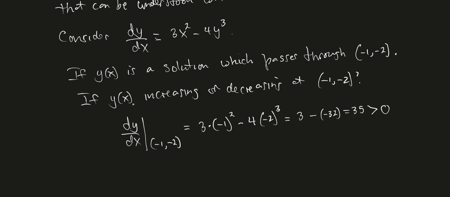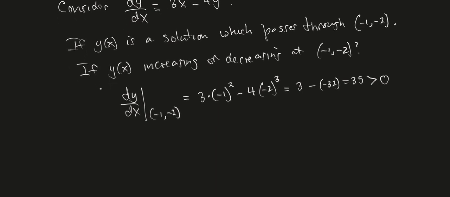So because this derivative, evaluated at (-1, -2), turns out to be a positive number, it means that whatever the solution is, and I have no idea what the solution is, I really don't, the solution to this differential equation has to be increasing at that point. So therefore, y of x is increasing.